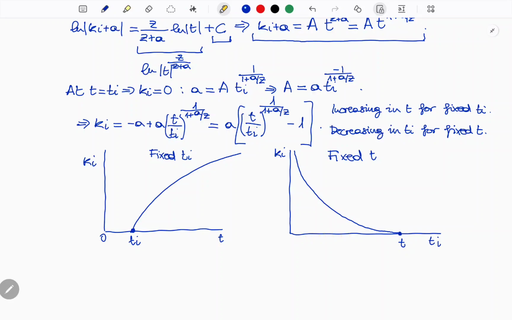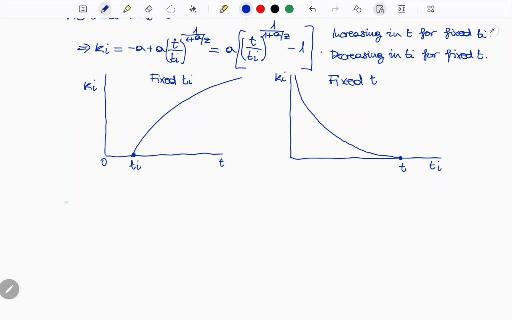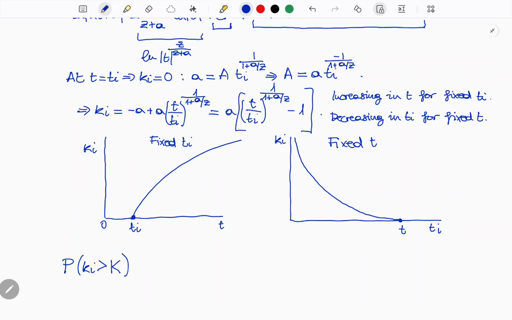So if we want to know the probability of finding a node in the network with in degree greater than k, then if we fix a value of capital K here, we just have to look at this curve, and at this point, this is going to be the degree that a node that was born at some time tau should have. Okay, so that's the idea.